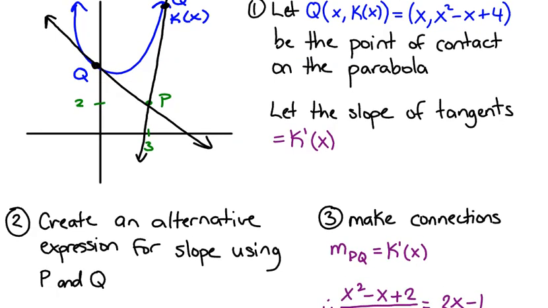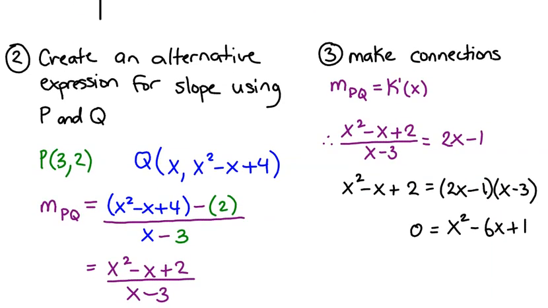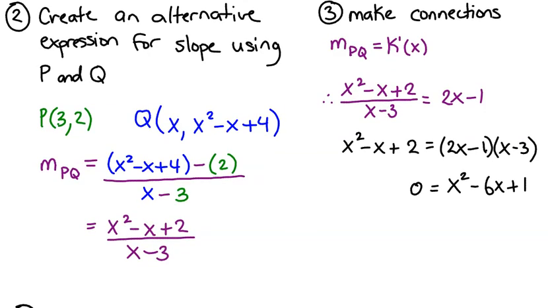I have Q as whatever the coordinate is going to be, with your x value, and whatever your x is going to be subbed into k at x. So you're going to find some sort of point for Q. Your second step would be to create an alternative expression for the slope using P and Q. So we already have k prime as being the slope, but I want to find another way to find the slope.